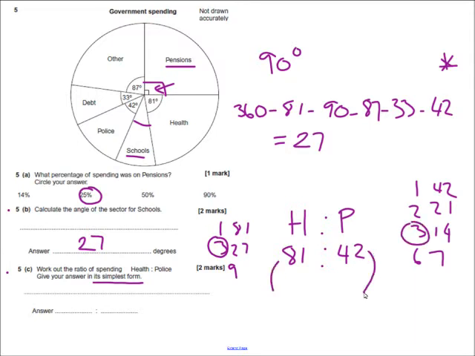So when I divide them by 3, I end up with 27 on this side and 14 on that side. So my ratio of spending for health to police, simplified, is 27 to 14. So not just a ratios question, but a simplifying question and a question on factors.